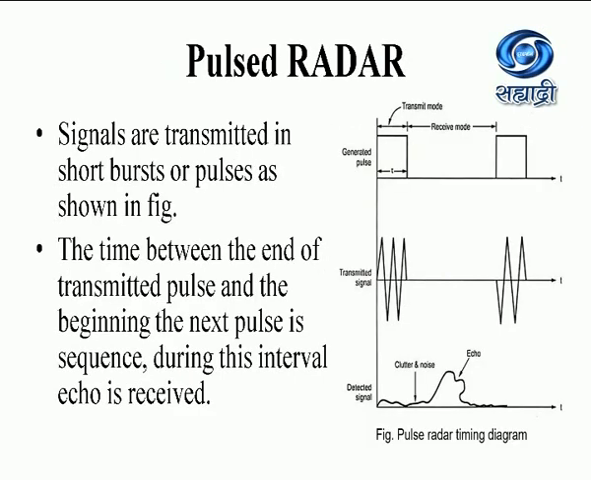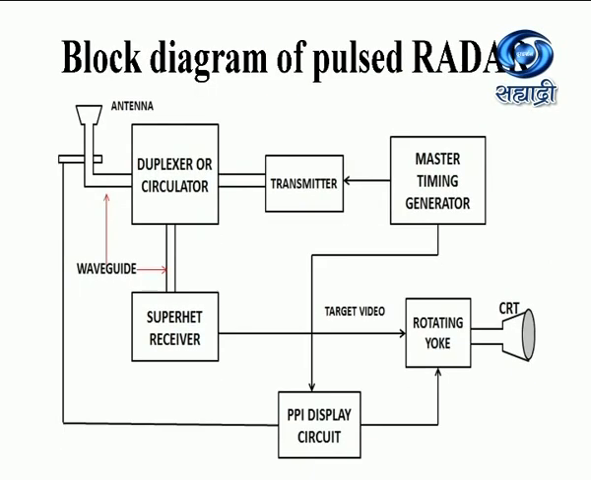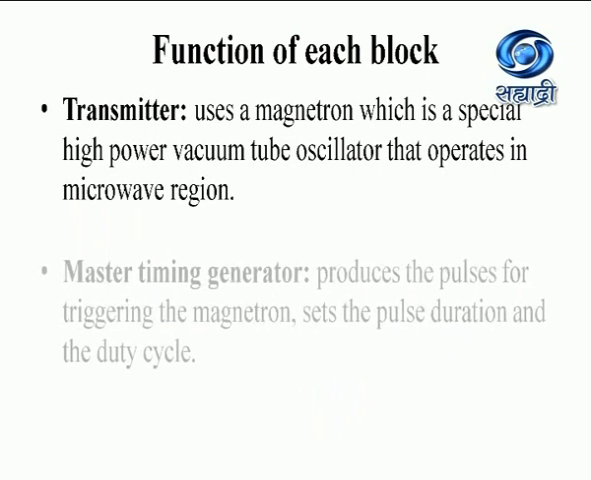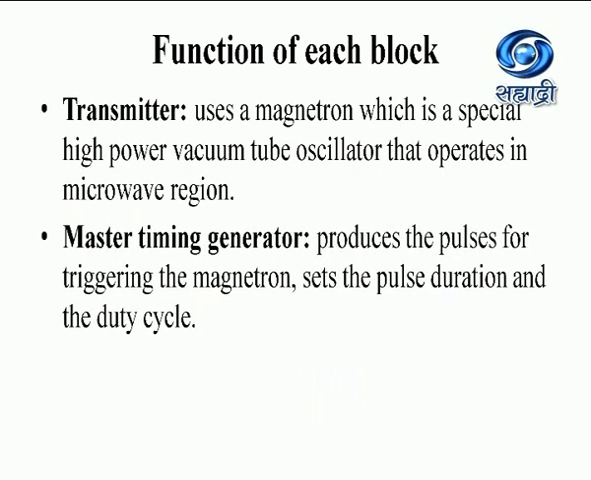Second type of radar is pulse radar. Here signals are transmitted in short bursts or pulses as shown in the figure. The time between the end of the transmitted pulse and the beginning of the next pulse is the sequence, and during this interval the echo is received. This is the block diagram of pulse radar. First block is transmitter. It uses a magnetron, which is a special high power vacuum tube oscillator that operates in the microwave region.